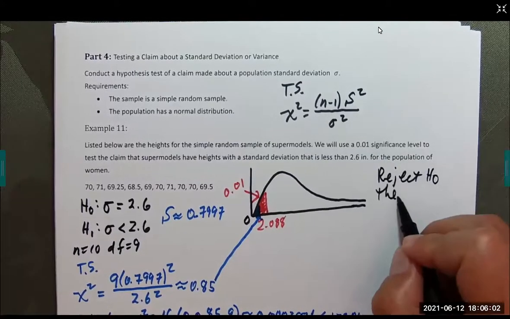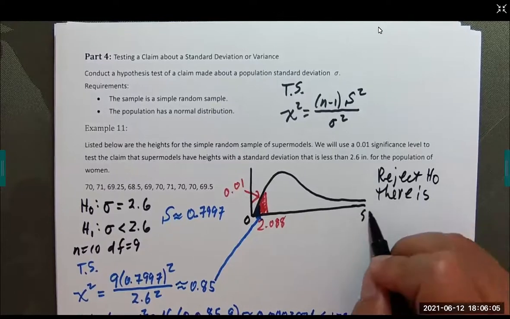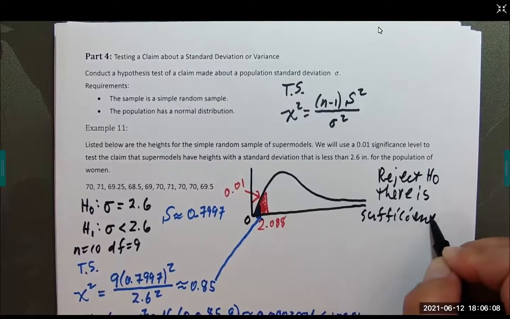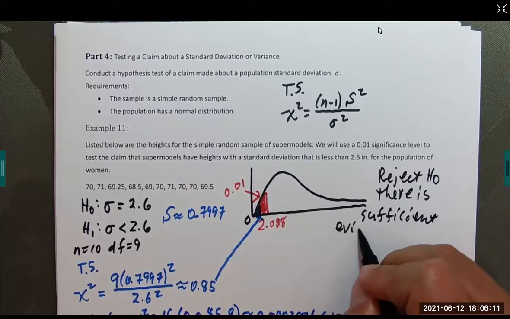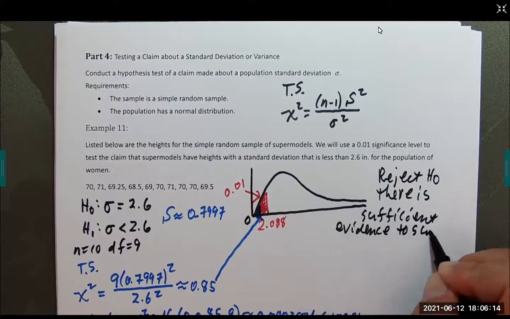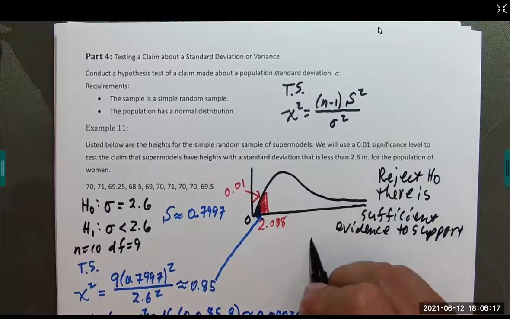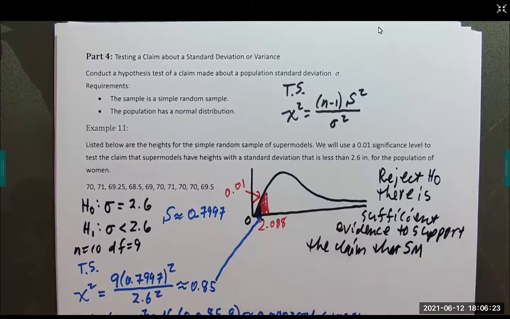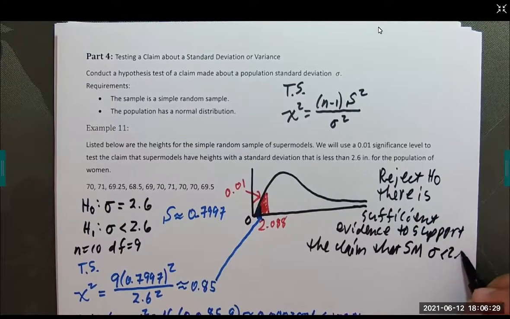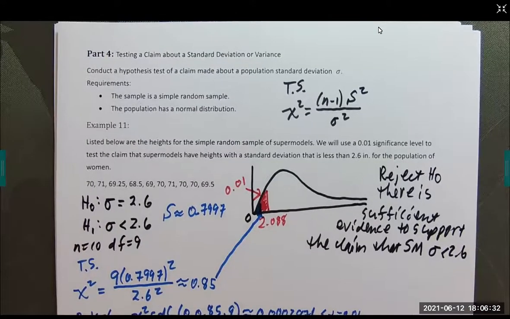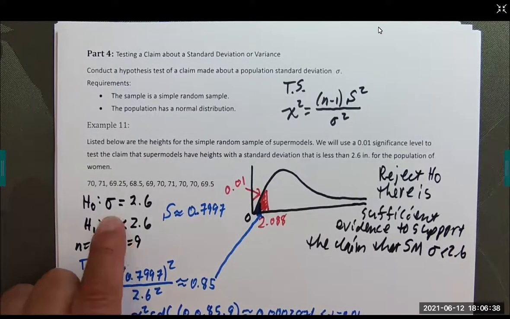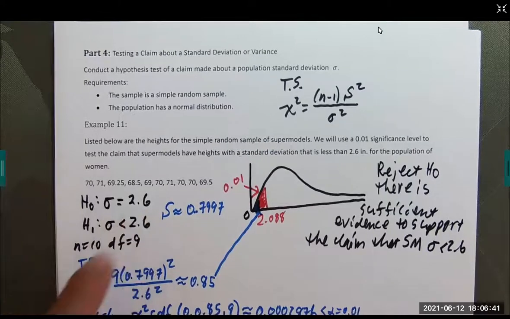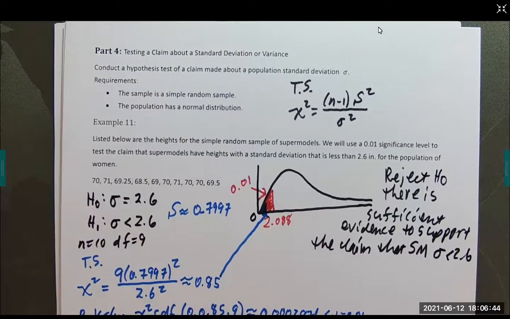So there is sufficient evidence to support the claim that the supermodel's standard deviation is less than 2.6. Notice I'm not saying that I'm accepting the alternative hypothesis. I'm saying I can reject that they are the same, and now maybe there's something different. All right.